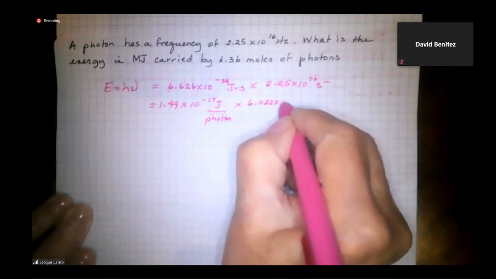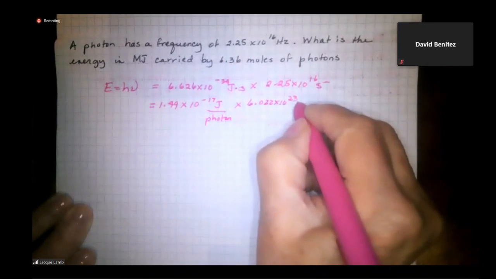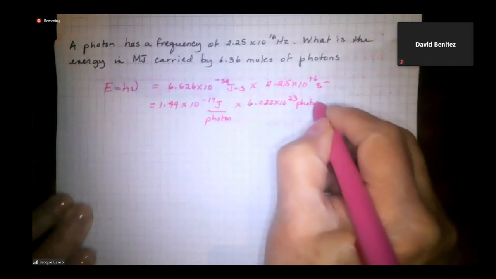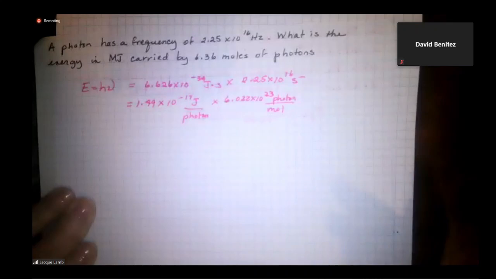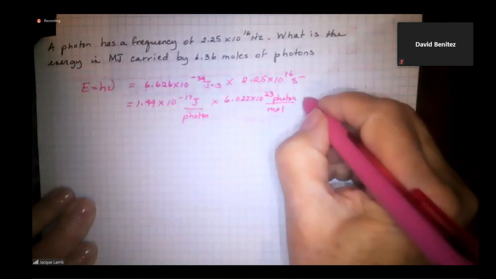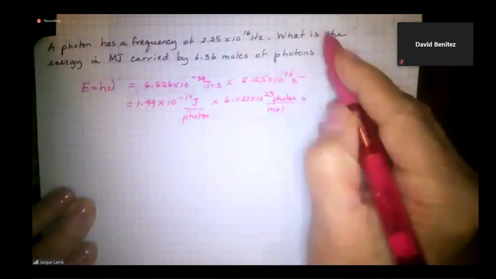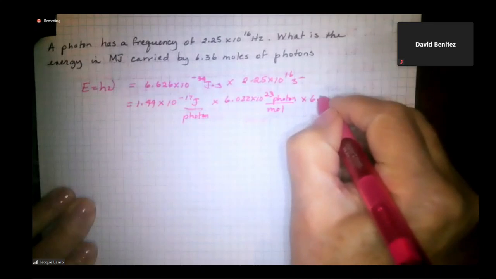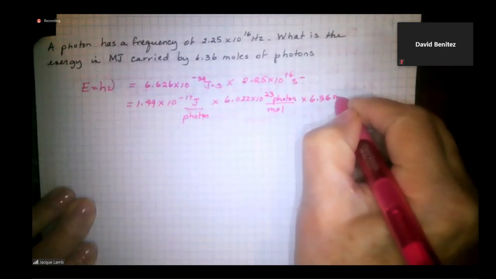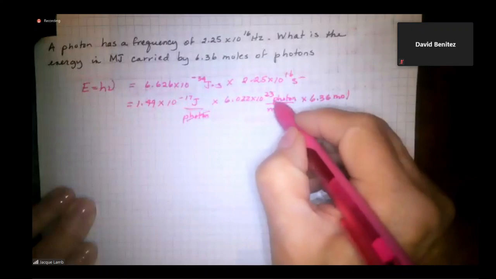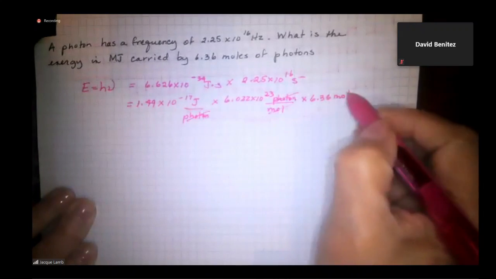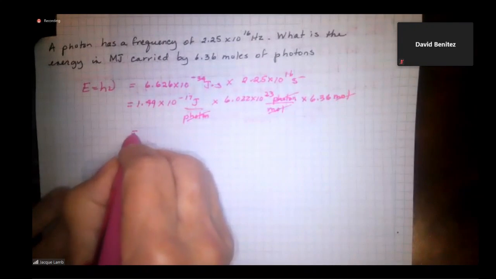6.022 times 10 to the 23rd photons per mole. And then I have to multiply that by the number of moles, which in my case, for this particular example, is 6.36 moles. Notice that photons cancels, moles cancels, and I end up in joules.